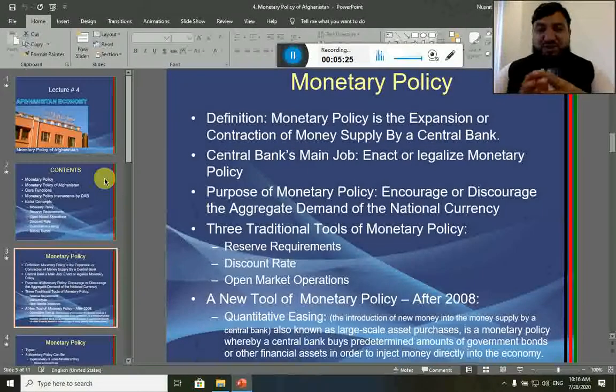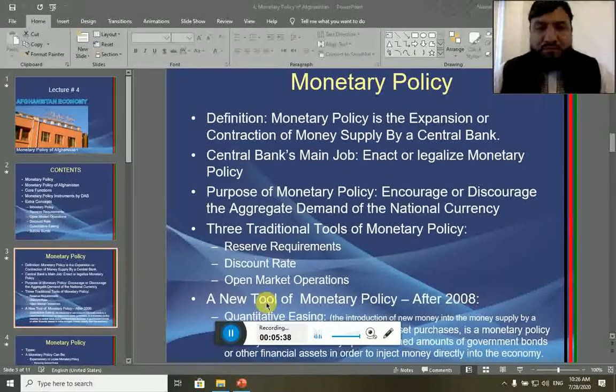The central bank's main job in a country is preparing monetary policy, then legalizing and implementing it. The main purpose of monetary policy is to encourage or to discourage the aggregate demand for national currency. Encourage means when demand is created for the national currency. Discourage means when the demand for national currency is low, or is made low by carrying out different operations by the central bank.